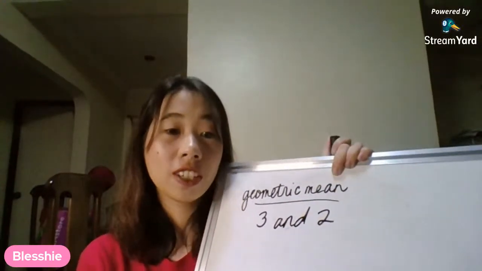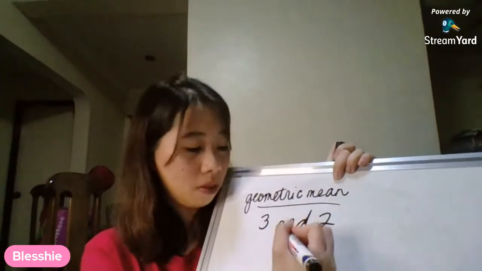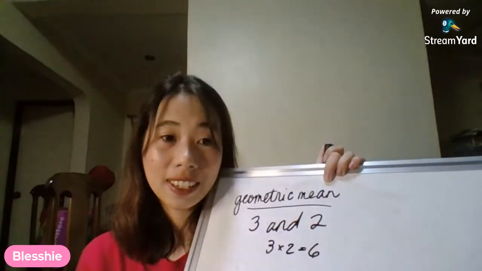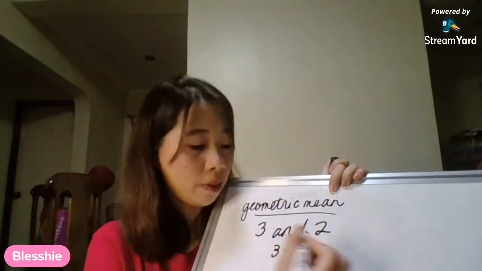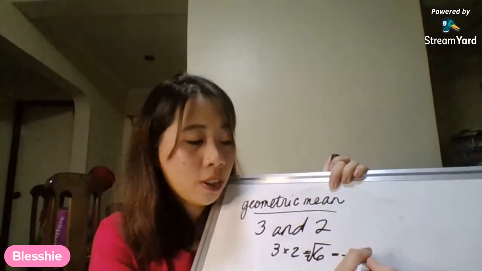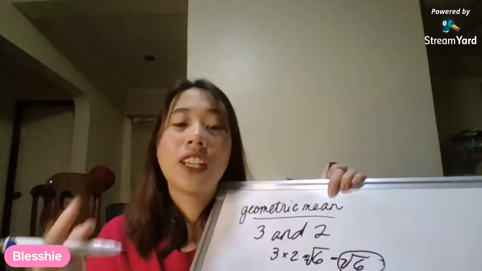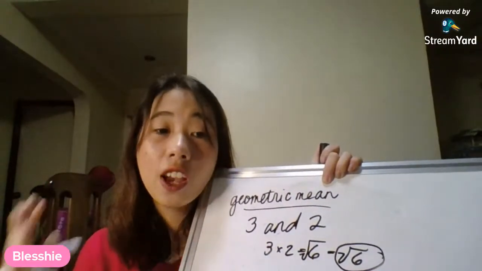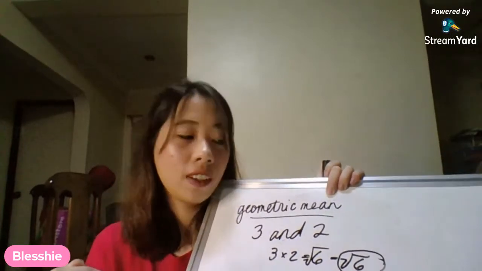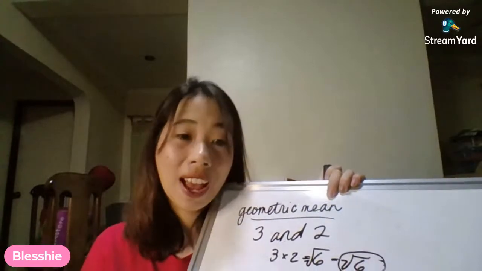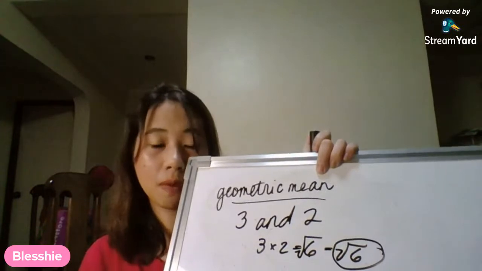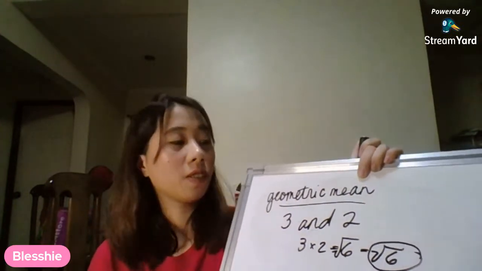So, what you have to do is you just have to multiply. So, 3 times 2 is 6. And then, find the square root of 6. So, square root of 6 is square root of 6 pa din. So, the geometric mean is square root of 6. Ganun lang siya. So, multiply and then find the square root.